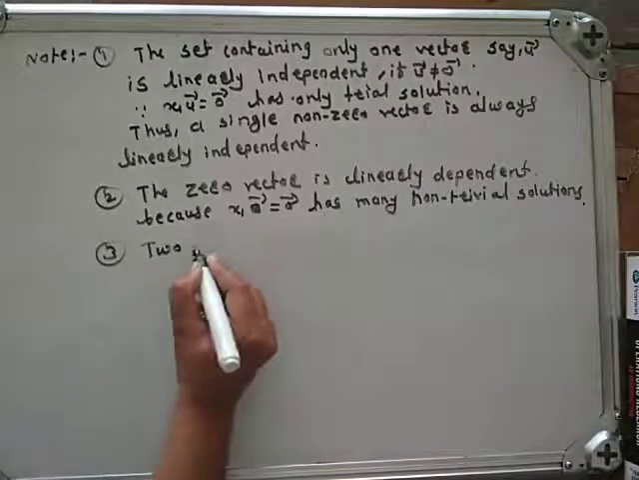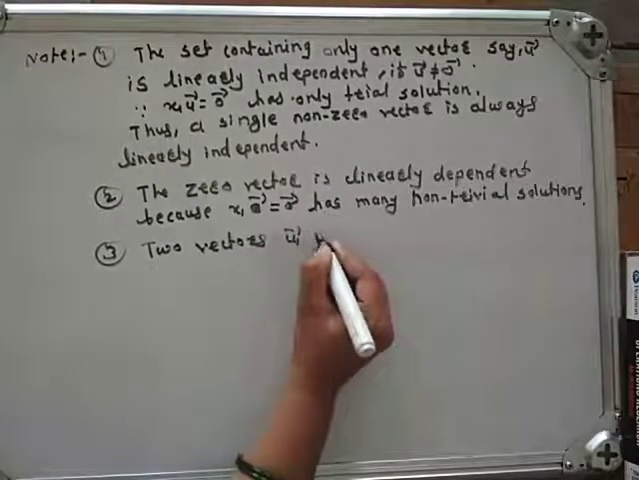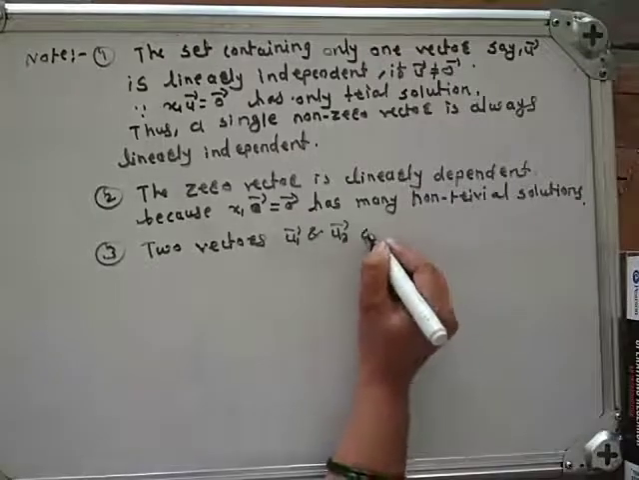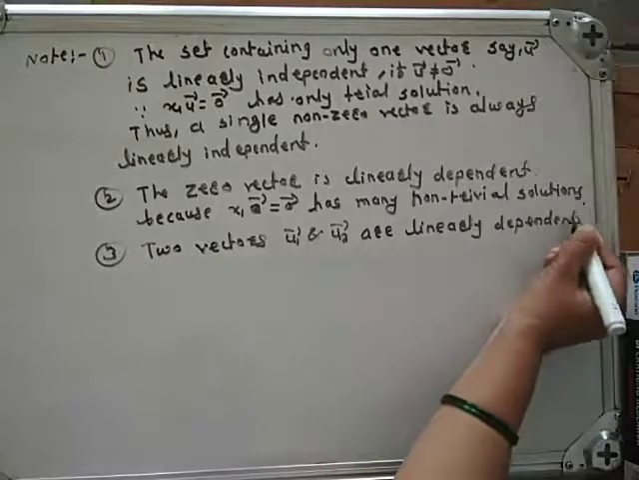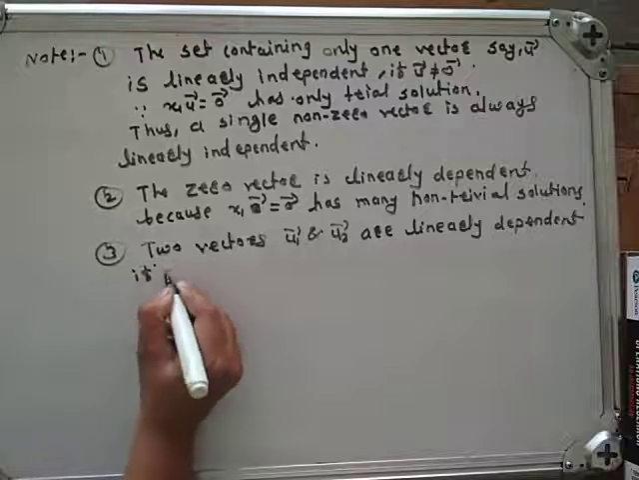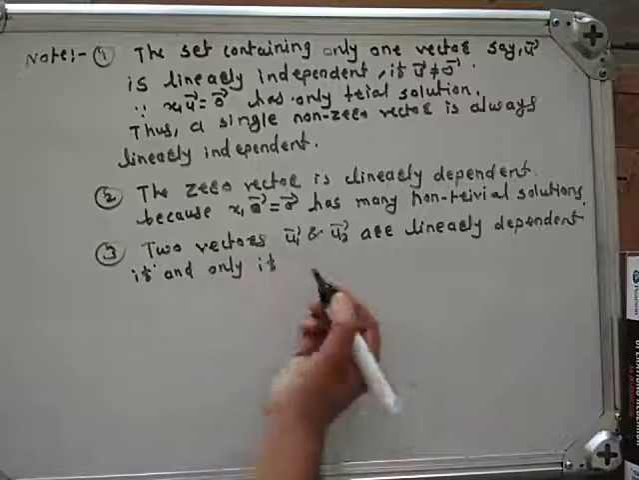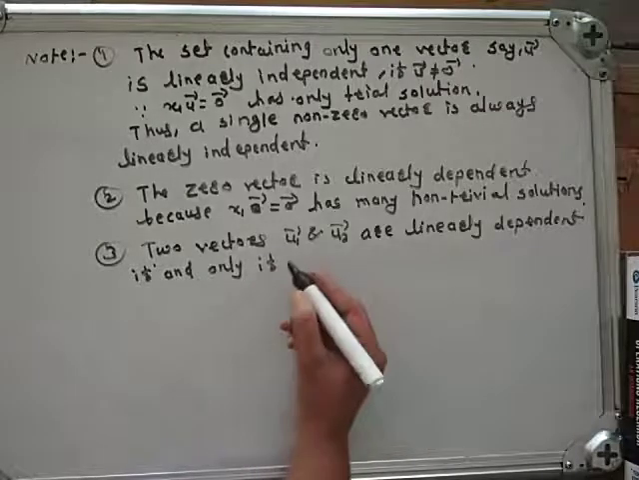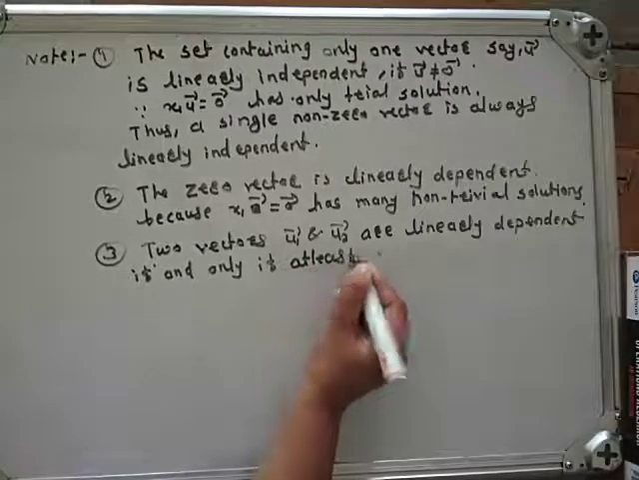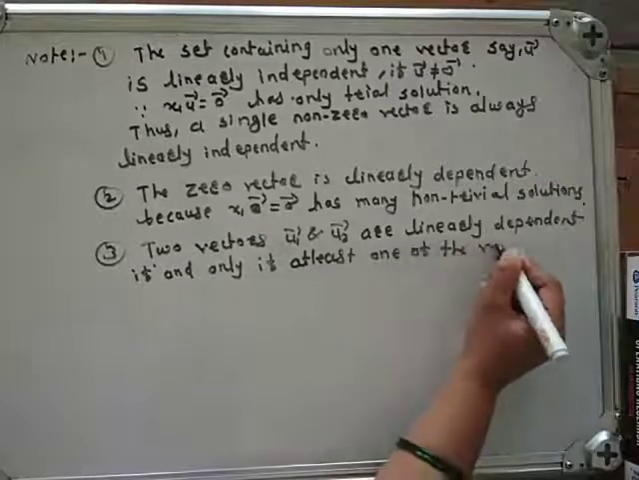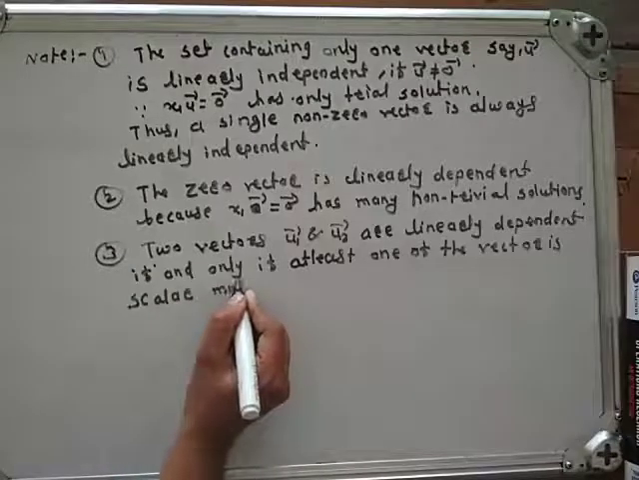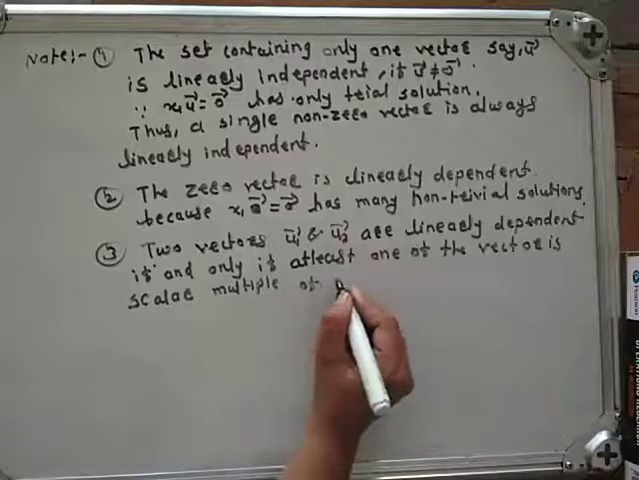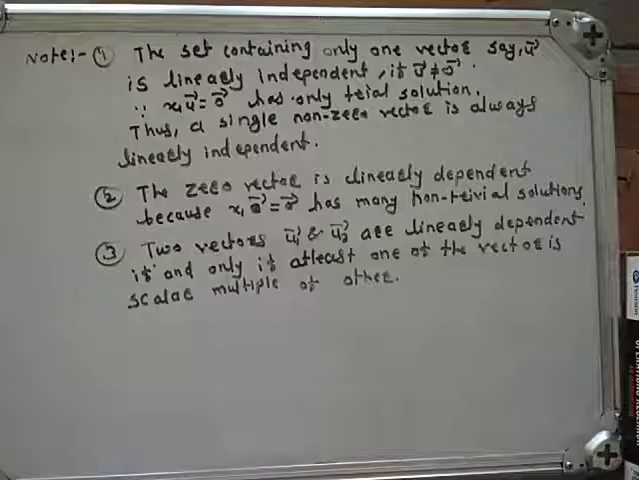Third remark: two vectors u1 bar and u2 bar are linearly dependent if and only if at least one of the vectors is a scalar multiple of the other. Let us take the fourth note.